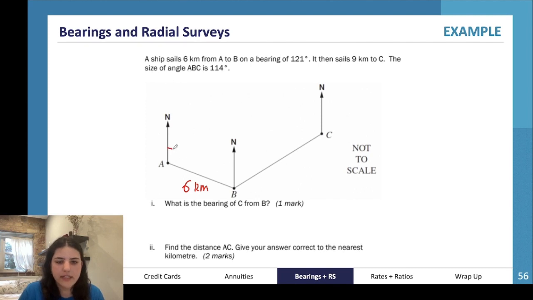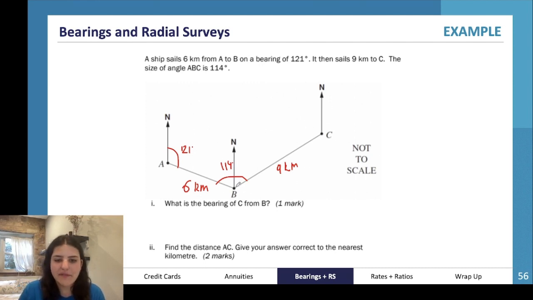So this angle here is going to be on a bearing of 121. Yeah, that's 121 degrees. It then sails 9 kilometers to C. Angle ABC is 114 degrees. Okay, so that's 114 degrees. What is the bearing of C from B?